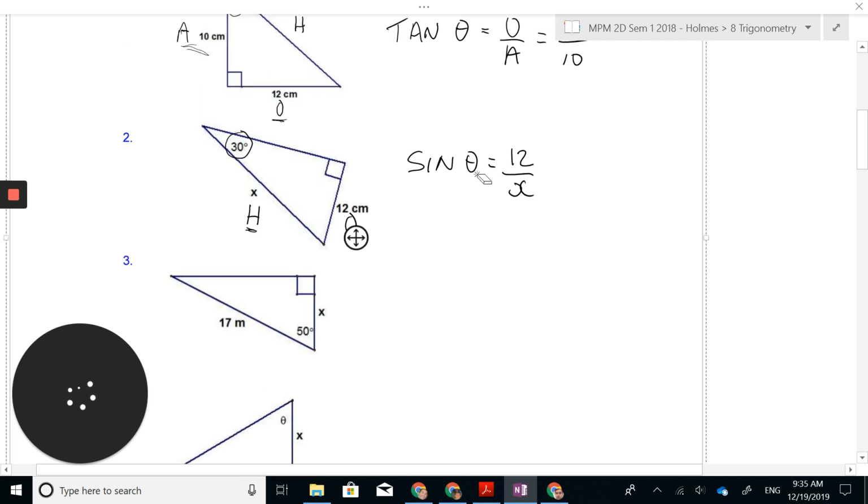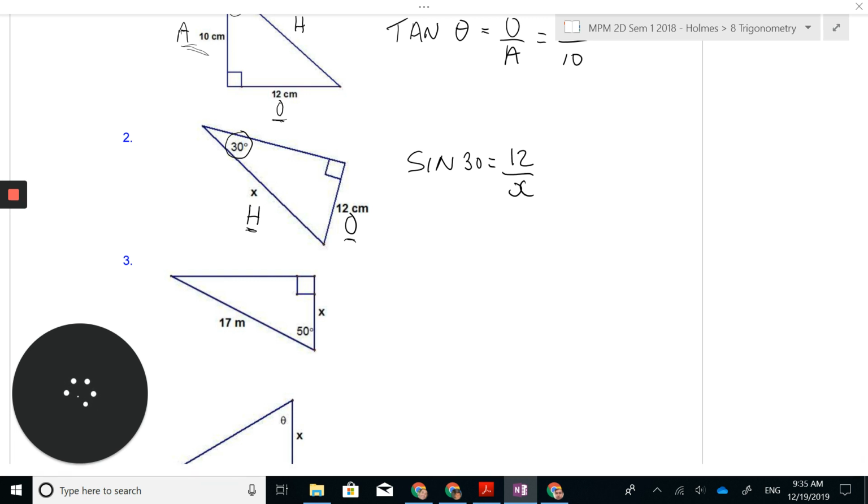So we're just being asked which trig ratio we would use. We're not actually being asked to solve this. Sine of 30. Number 3, okay, answer the question, sine, cos, or tan.